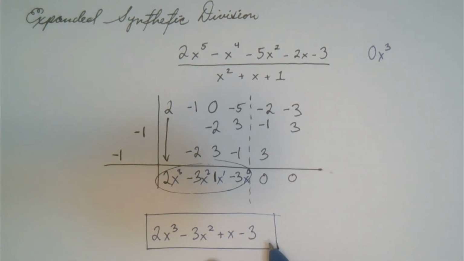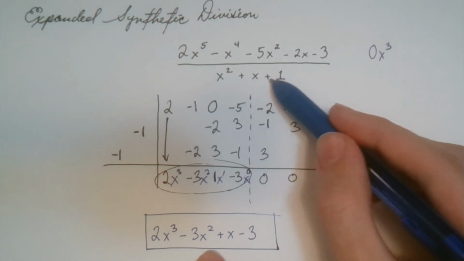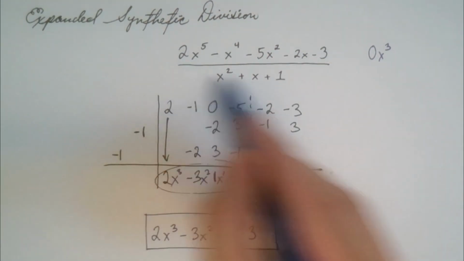And then you could multiply these two polynomials together, and you should get this.